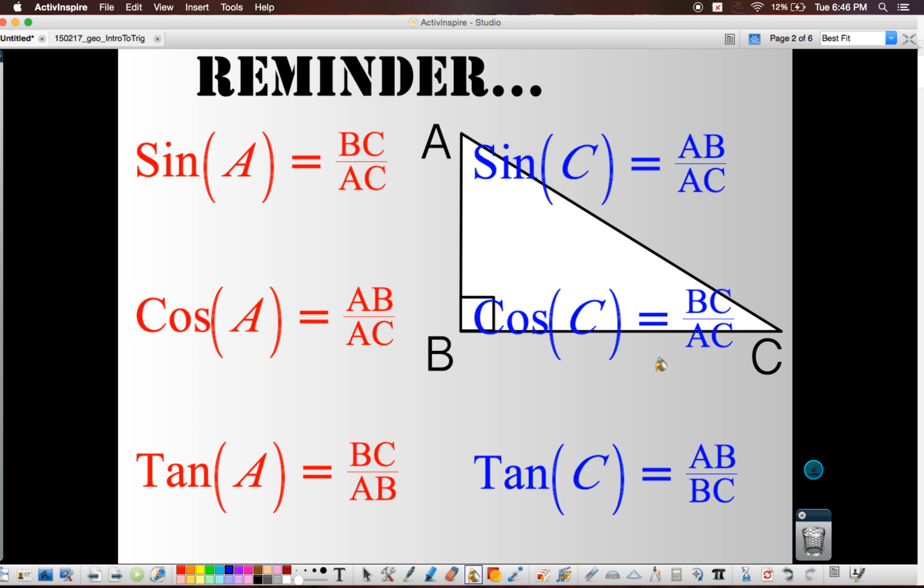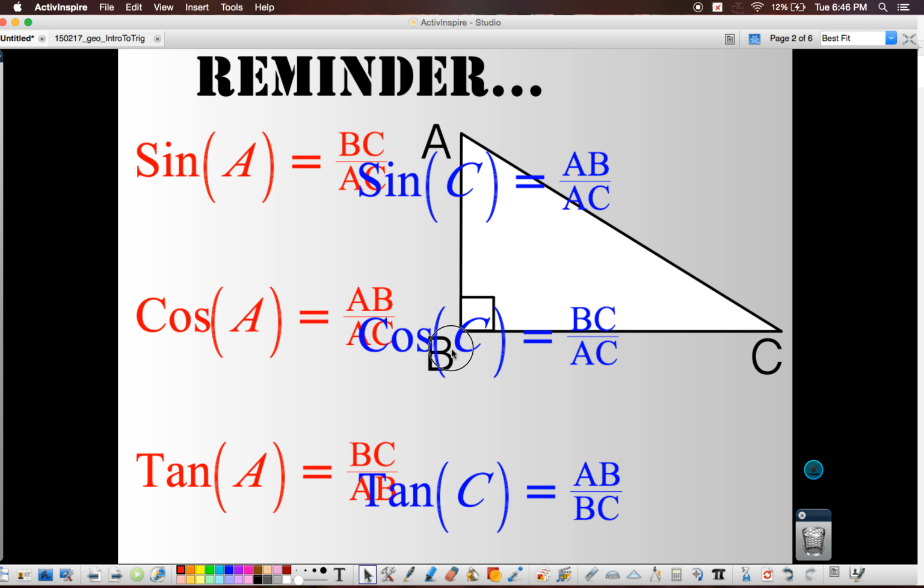Tomorrow we're going to talk about the inverse of these ratios, and the inverse is just what undoes sine. So if we're looking for a ratio when we're talking about trig ratios, when we look at the inverse, we're going to look for the angle, and then with that we can solve right triangles.